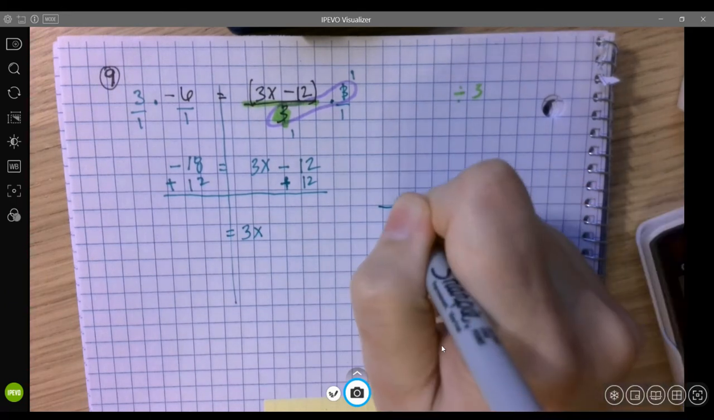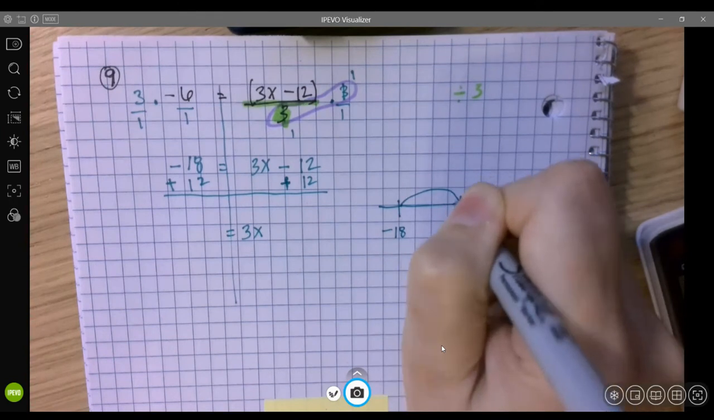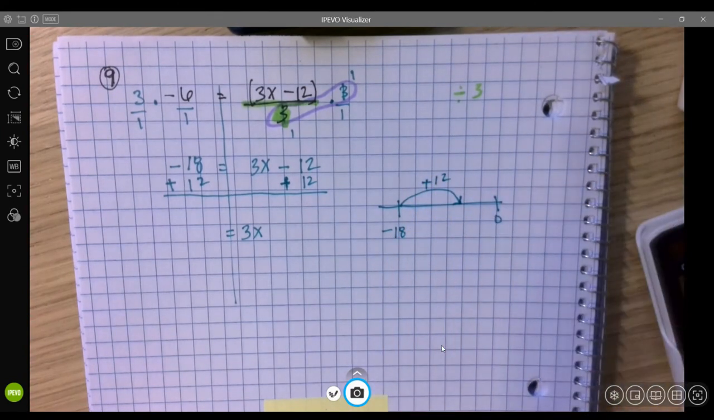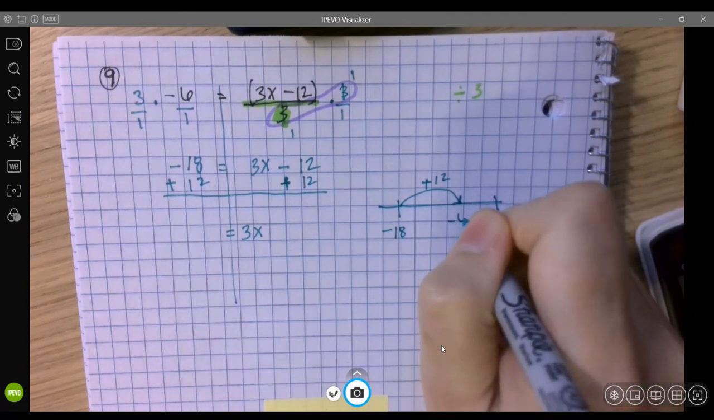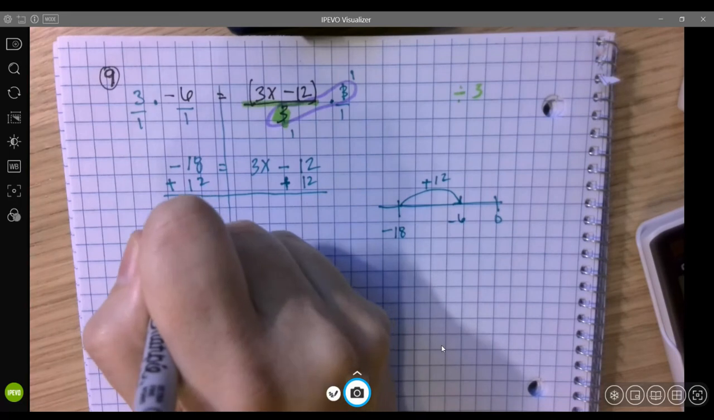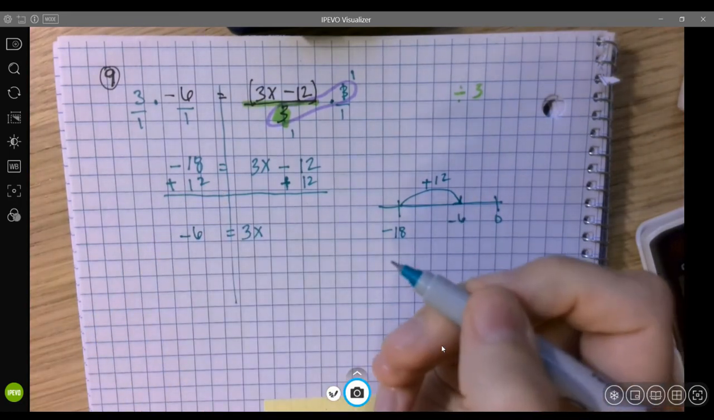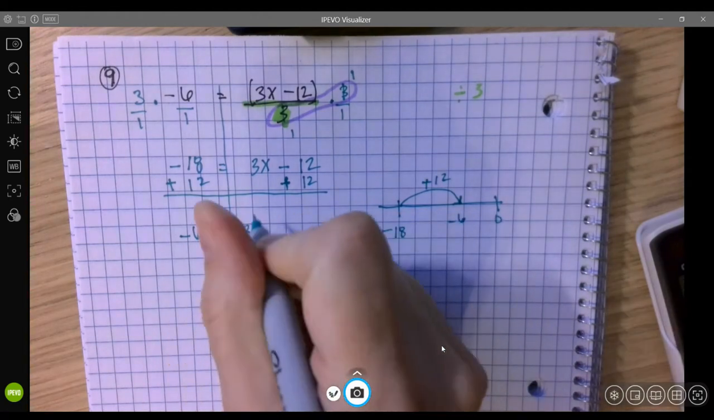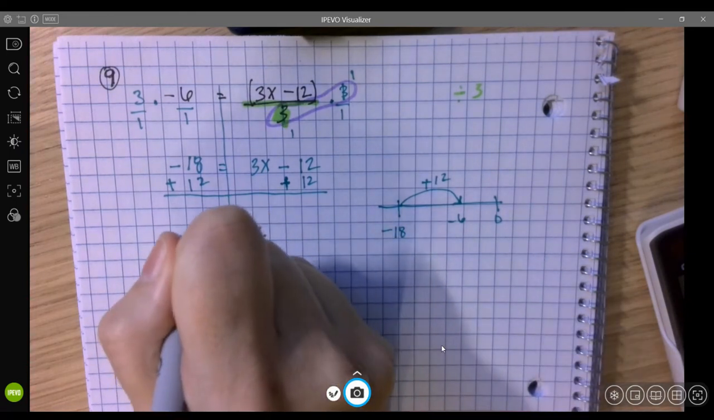If I think about my number line, if I start at -18 and I go that way 12, I have not yet made it to 0, but I'm closer to 0. I'm at -6. And then our last step: this is 3 times x. The inverse of multiplication is division. So I'm going to divide this side by 3, and divide that side by 3.